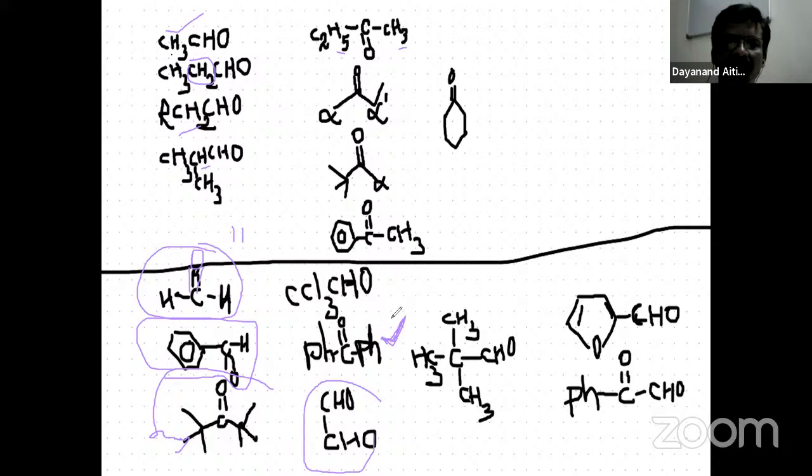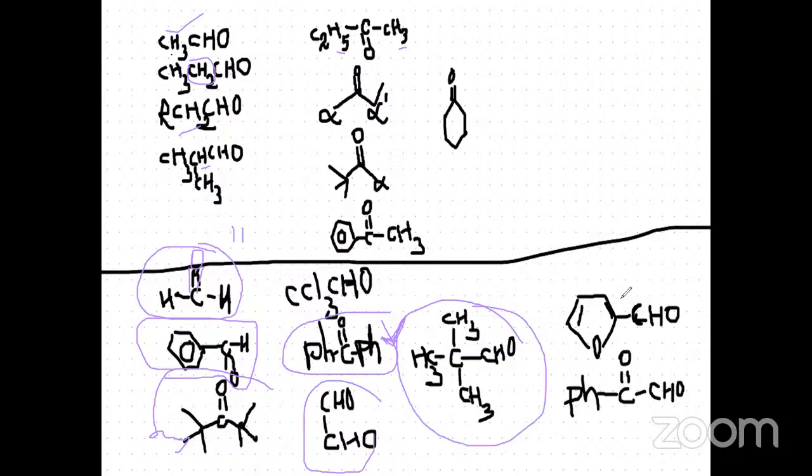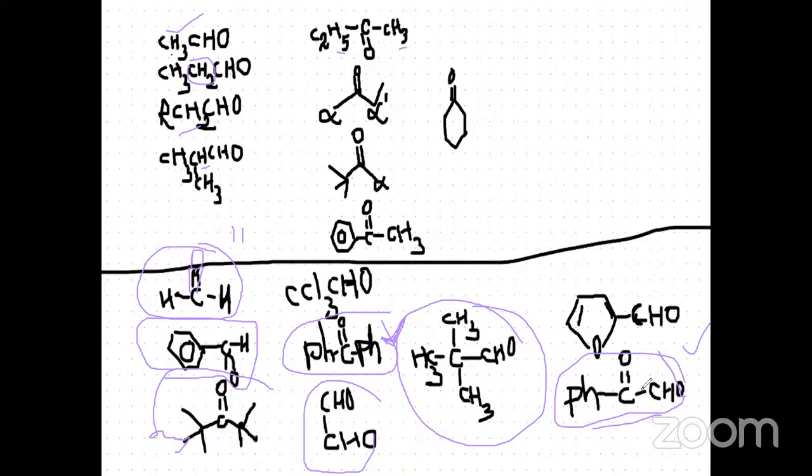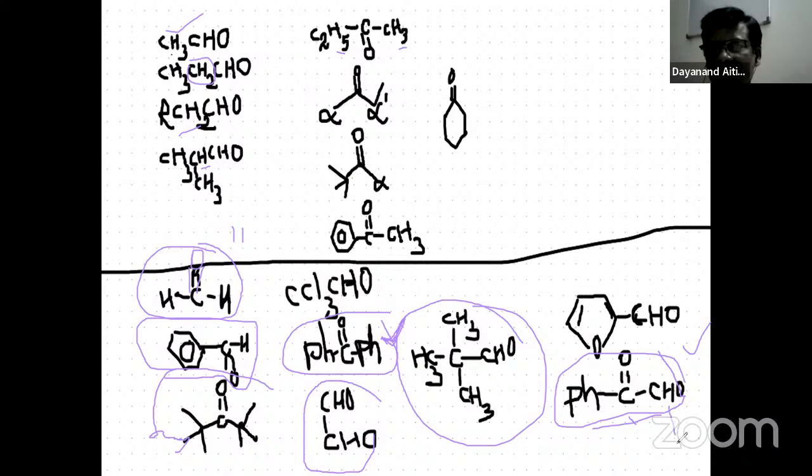What is the name of this compound? Benzophenone also does not have any alpha hydrogens. This one also does not have any alpha hydrogen, therefore it will not undergo. It is furfural. Furfural also does not have any alpha hydrogen, therefore it will also not undergo. What is this compound? Is there any name for this one? It also is not undergoing. A ketone is there as well as an aldehyde.